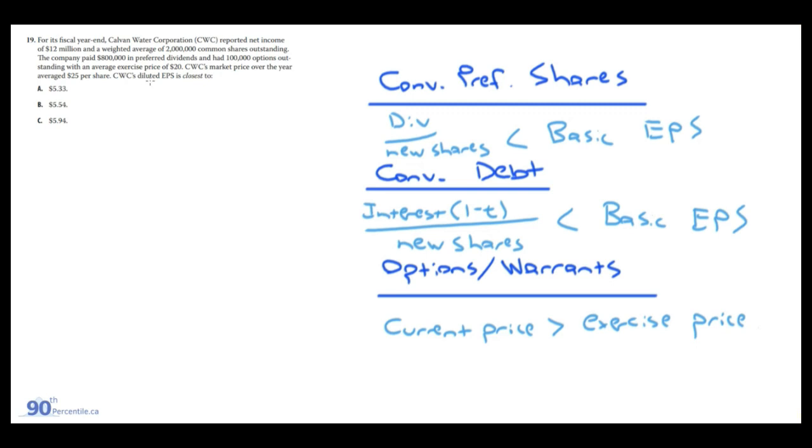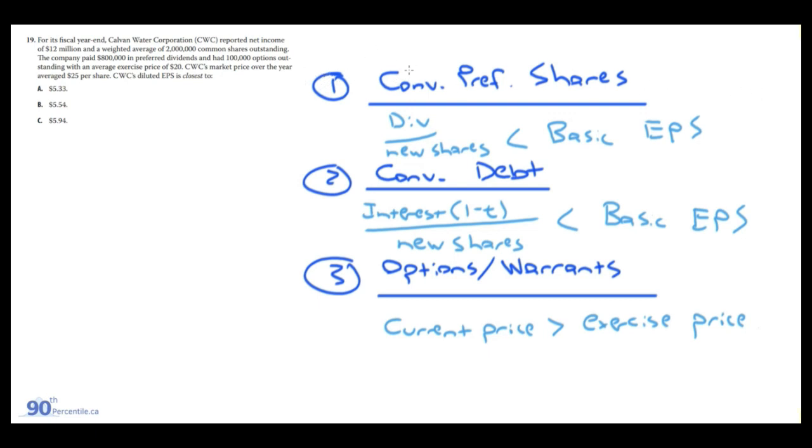Here we get into diluted EPS. Before we actually solve this question, I just wanted to mention 3 different types of securities that will result in diluted EPS, or more shares outstanding as opposed to the standard or normal amount of shares outstanding. There are three different types of securities which can be converted into common equity. The whole idea around dilution is that if we have more common shares outstanding, the existing equity holders will own less of a stake in the business.